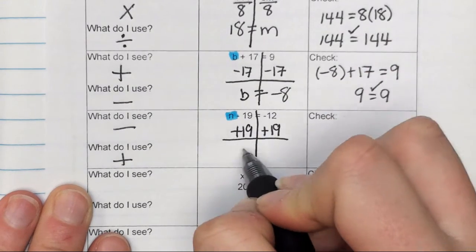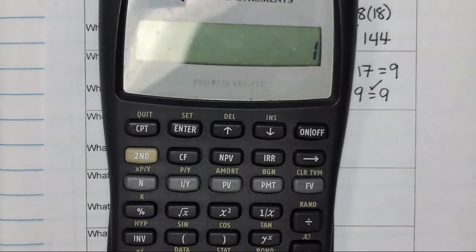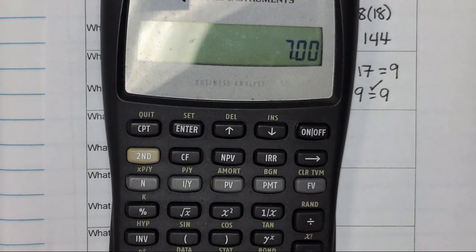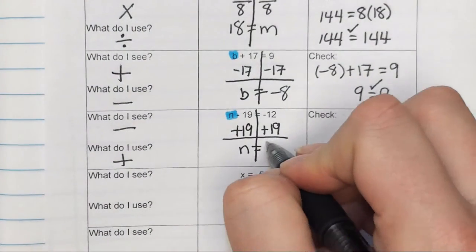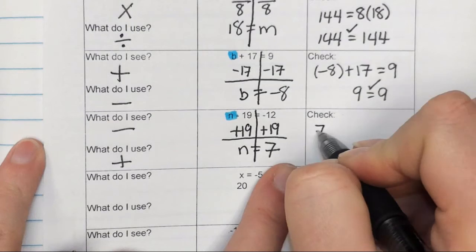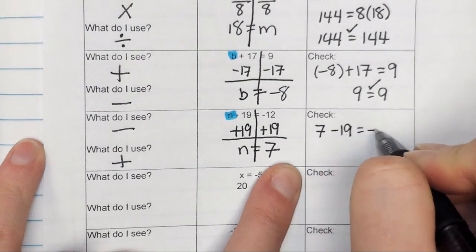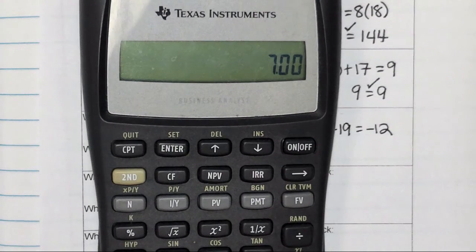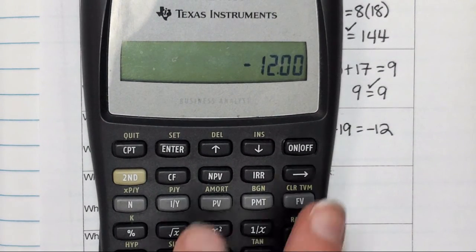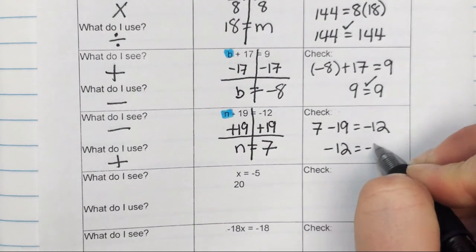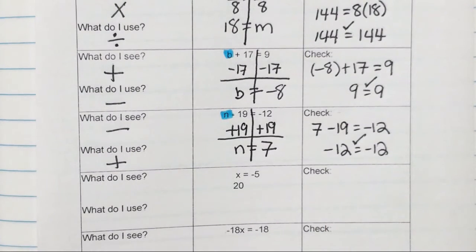So that gives me n equals, put this in your calculator if you need to, negative 12 plus 19 gives me 7. So n equals 7. Double check, you plug in 7 for n, 7 minus 19, and then use your calculator just to make sure. 7 minus 19 is negative 12. And I end up with negative 12 equals negative 12. And I got the answer right.